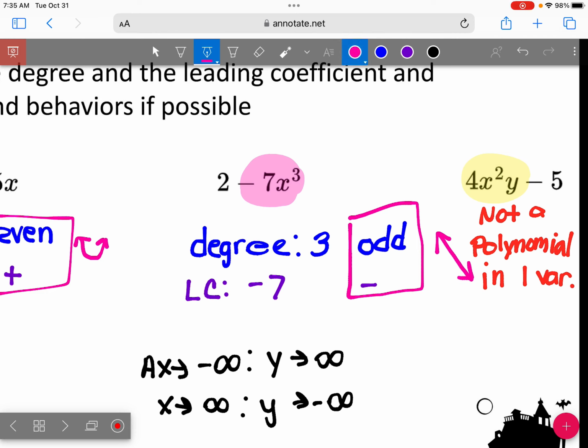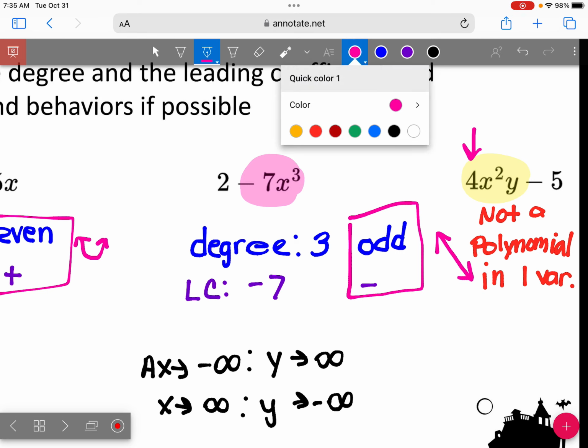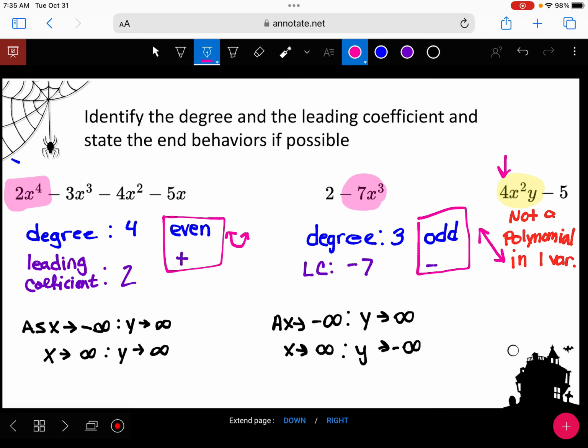What is our leading coefficient here? 4. But the degree on a multi-term polynomial is weird. So we're not going to play around with those too much. So we're just going to say that that's not a polynomial in one variable. And we're going to go from there. When that comes around with our solving stuff, I'll show you what we can do with it, but there's not going to be a whole lot.